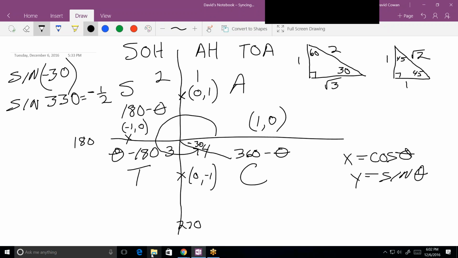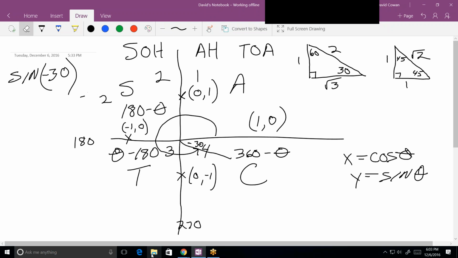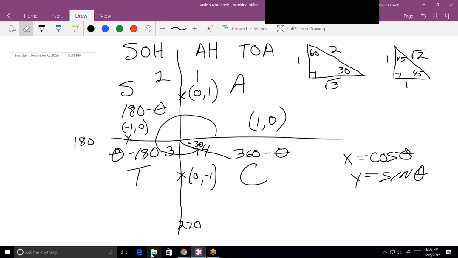Now, there's a couple of rules about negative angles that I could teach you, but this is one way to do it. This is actually not the fastest way, but it's one way, which is to convert your negative angle to a positive angle, just like I did, and then use the same rules you would normally use to figure out what the sine of 330 is. With me?